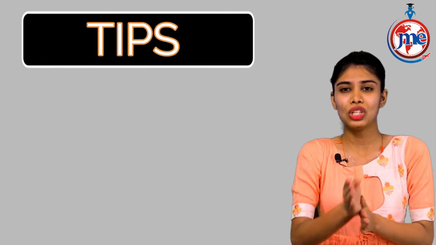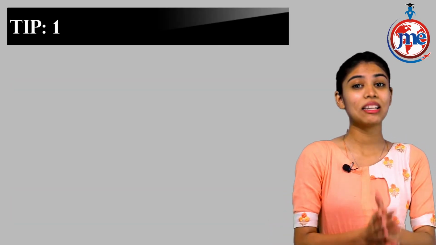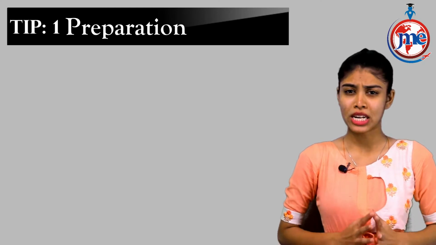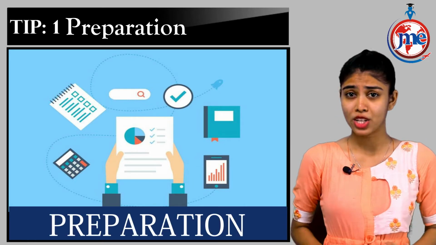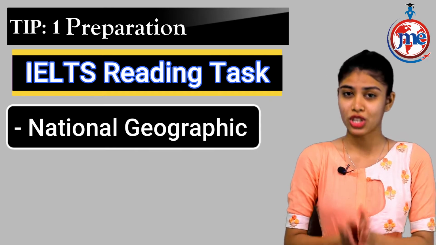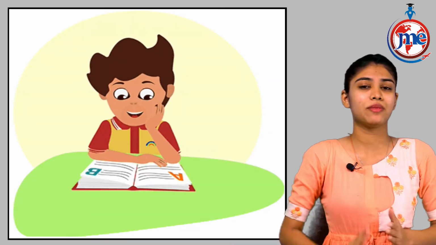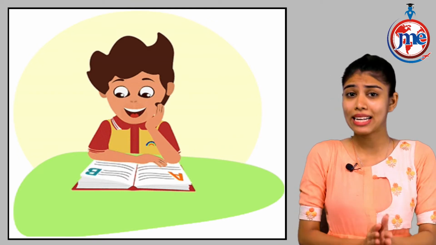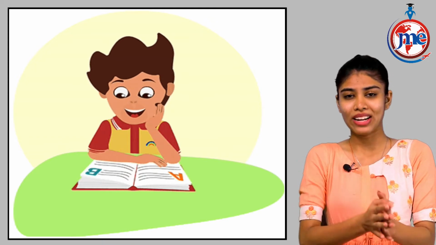Now I am going to give you some tips which will be helpful to score good bands in your IELTS reading task. Let's start with tip number 1 and that is preparation. All of you know that for any exam, what we need to do is preparation. For your IELTS reading task, the texts are based on National Geographic, Economist and New Scientist. So firstly, you have to read as much as you can, because reading practice will make you know more and more words and you will get used to reading English.